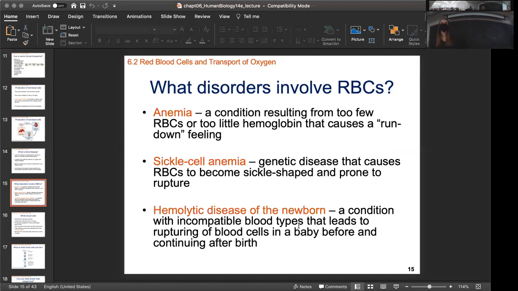The shape, remember, we talked a couple of slides ago, is really important for the efficiency. So now when we have this weird shape, kind of like a shriveled up grape, it causes the red blood cell to be sickle shaped, and it's prone to being ruptured. It also doesn't allow for the transport of oxygen as effectively as a normal red blood cell. It's a genetic disease.